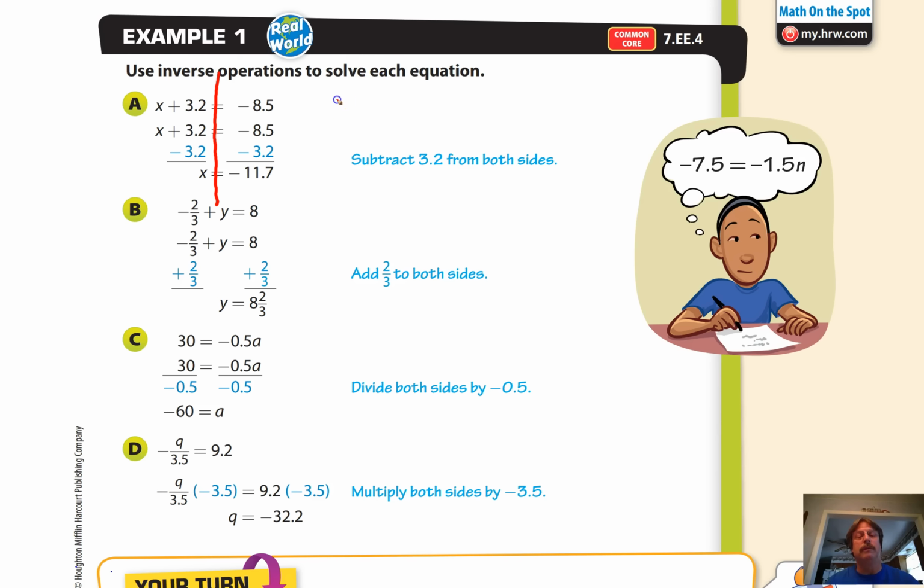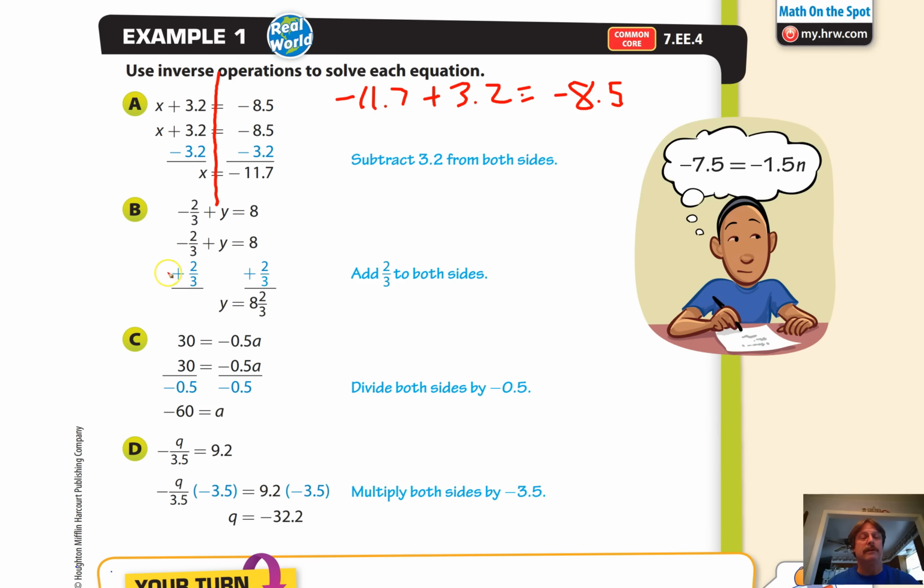So if we were to put this back in, negative 11.7 plus 3.2 would equal negative 8.5. If you remember your integer rules, you'd go through that for addition of a negative and positive number. Also, you can verify that on your calculator.